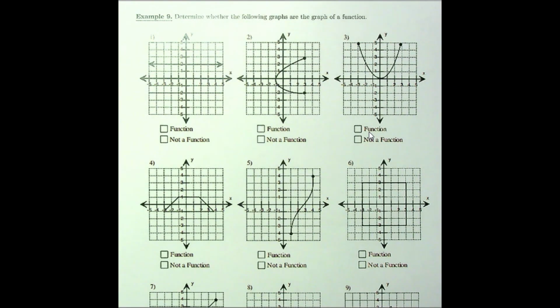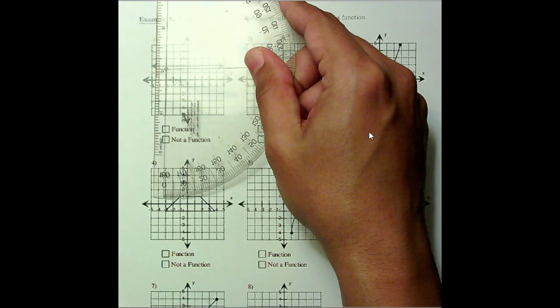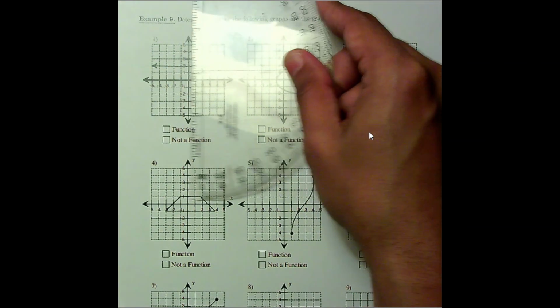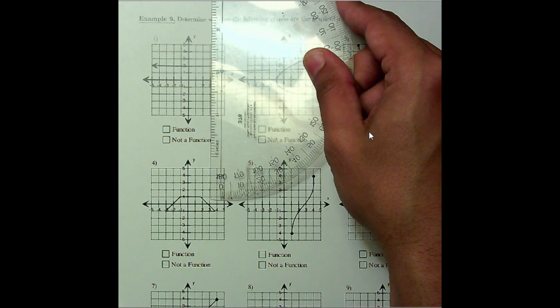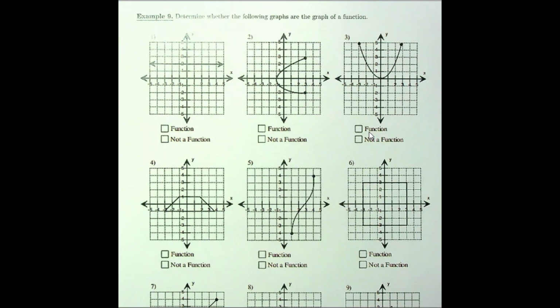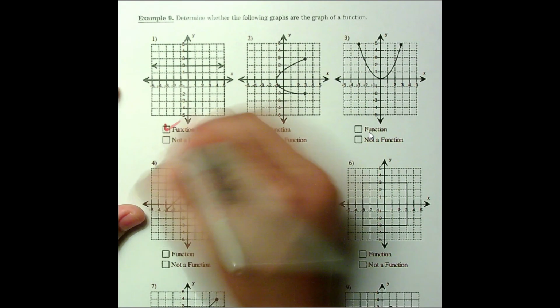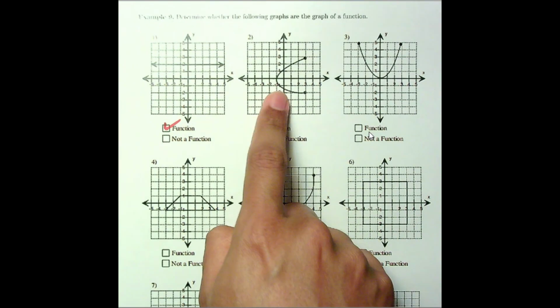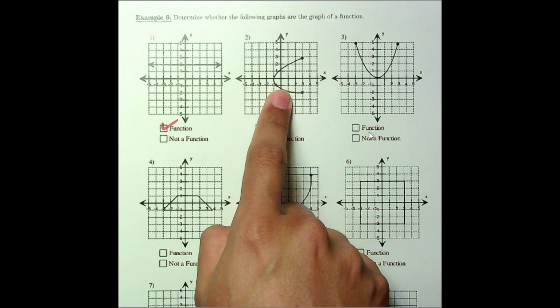So that is a function because if you imagine vertical lines, there's no vertical line that intersects that horizontal line more than once. There's no vertical line that is going to cross that horizontal line more than once. So that is a function, the graph of a function. Okay, how about the next one? This one. Is that the graph of a function, yes or no?